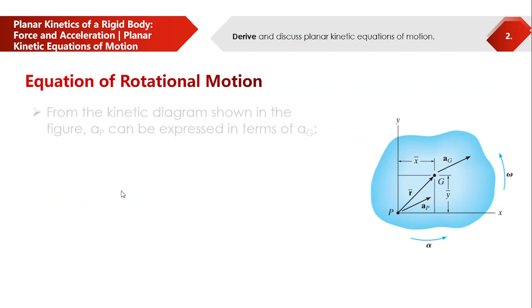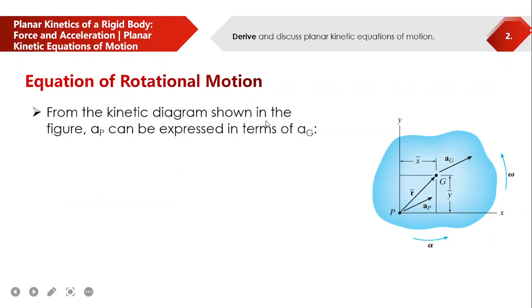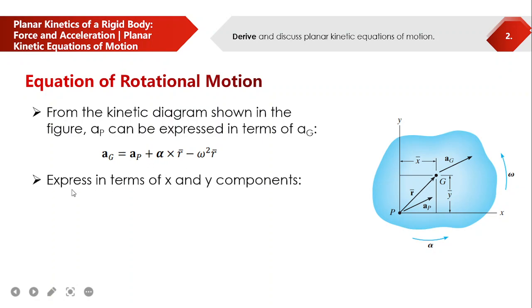Okay, so from the kinetic diagram shown in the figure, A sub G can be expressed in terms of A sub P. A sub G is equal to A sub P plus the tangential component and the normal component. We can express that, now in terms of x and y components.